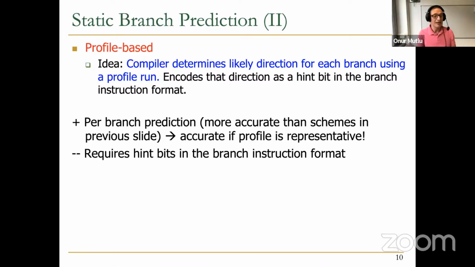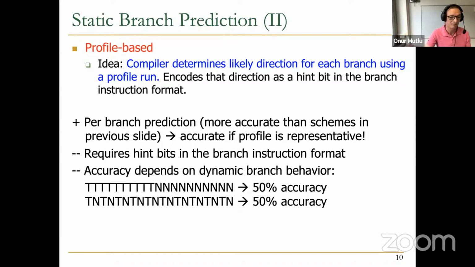But the downside is now we're modifying the ISA, the instruction set architecture. It requires hint bits in the branch instruction format to indicate whether the compiler's preference for this branch is taken or not taken. But it's not very costly, actually. Almost all ISAs that I know of have these hint bits. And these could be very useful if the compiler does a good job. Unfortunately, the accuracy depends on dynamic branch behavior.